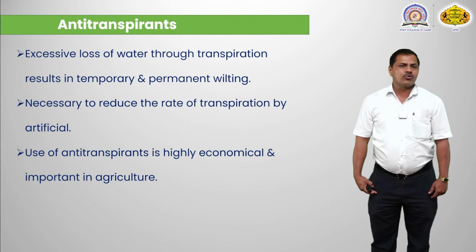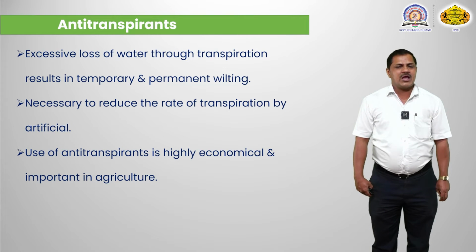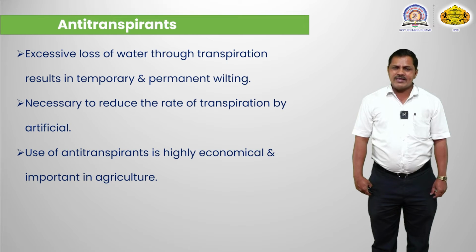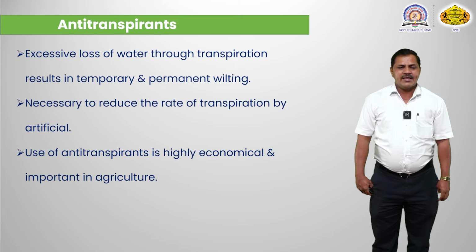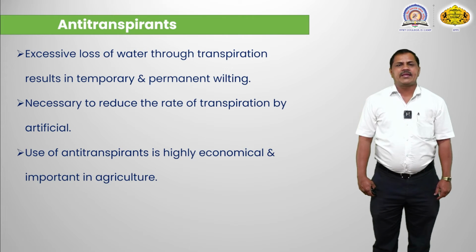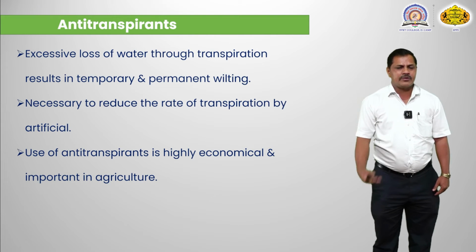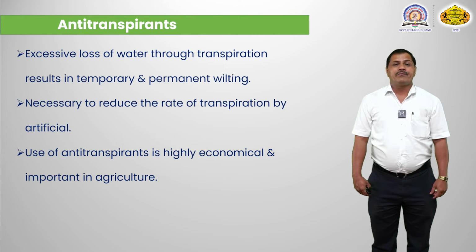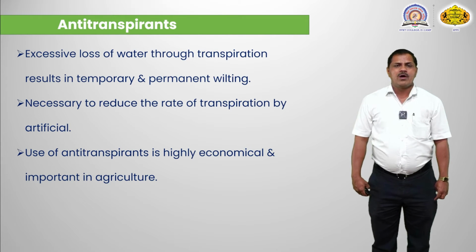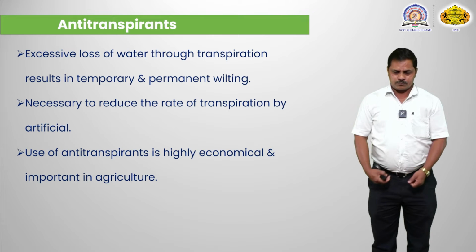They can be controlled by anti-transpirants, using certain chemicals sprayed on the surface of the plant. They minimize the loss of water to the atmosphere. It is necessary to reduce the rate of transpiration artificially, by applying certain sprays or chemical substances like a wax coating. This is very useful and beneficial for controlling the loss of water, and ultimately these plants can survive on the surface of the earth.